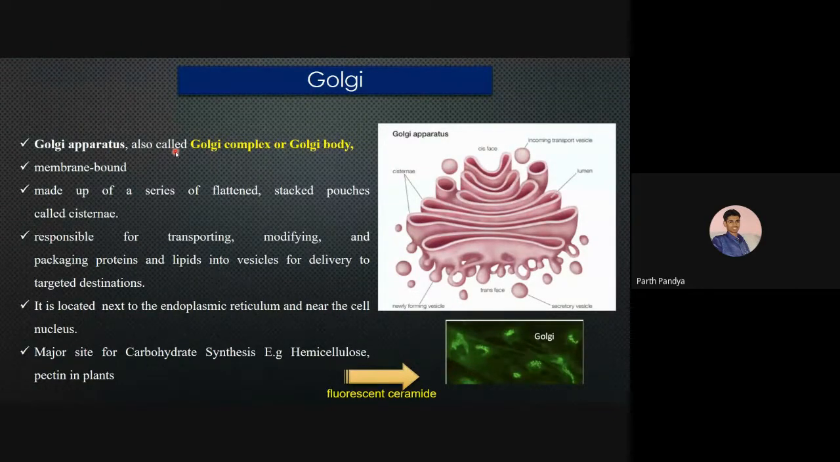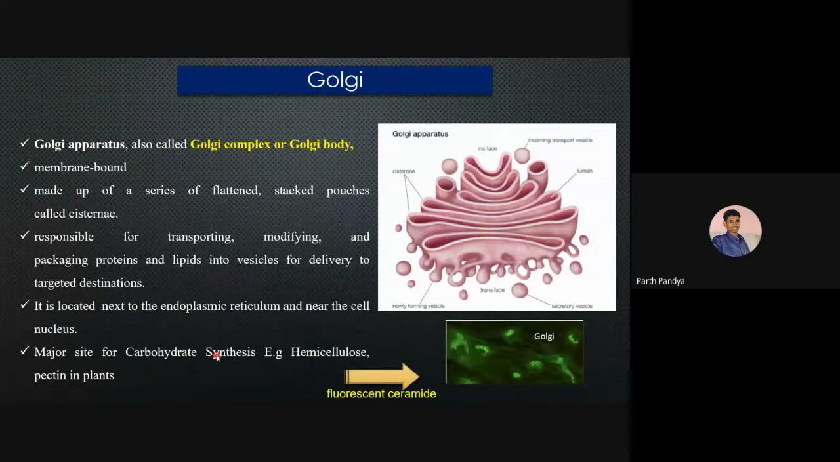Again, it's a membrane-bound organelle, and flattened stacked pouches called cisternae are found. It is responsible for various transport and modifying mechanisms, likewise the O-type of glycosylation which we talked about, and a lipid delivery system for targeted destinations. It is located near the endoplasmic reticulum and the cell nucleus. In plant cells, carbohydrate synthesis, such as hemicellulose and pectin, is totally done in the Golgi complex.